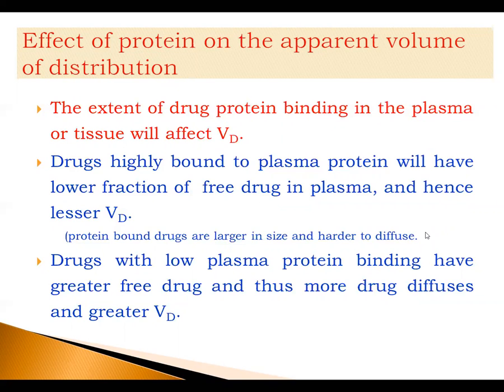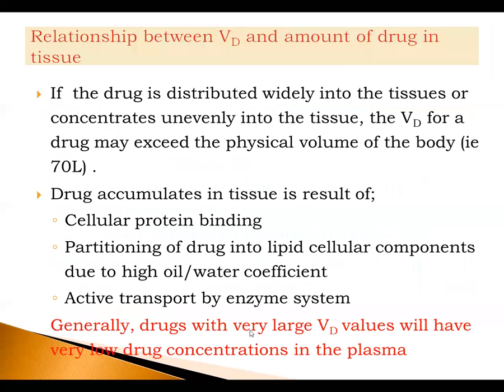That means it is still present in the plasma. When I measure the plasma for the concentration of the drug, I can measure even the drug bound to plasma protein, because we have the analytical technique. So definitely the plasma concentration value will be high. When the plasma concentration value is high, the volume of distribution becomes low. With respect to the previous statement, we got to know that the lower the plasma concentration, the higher the VD, and the higher the plasma concentration, the lower the VD value.